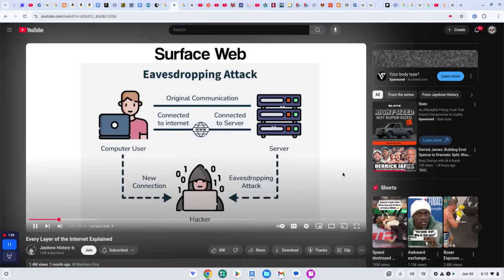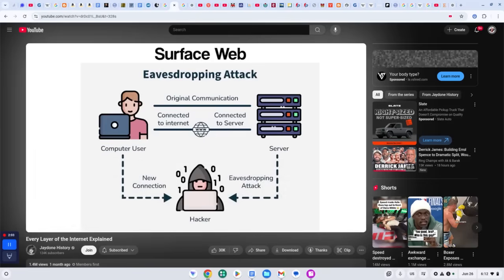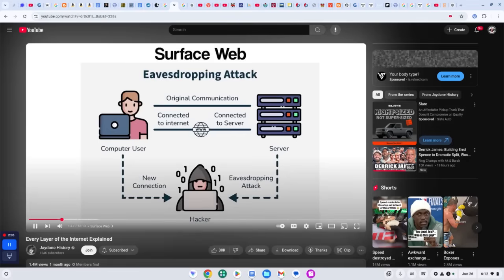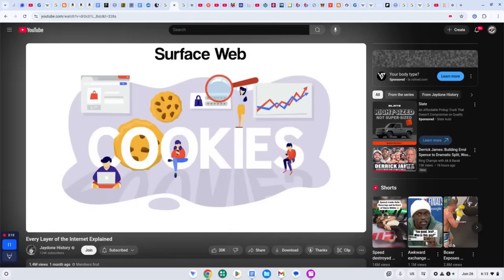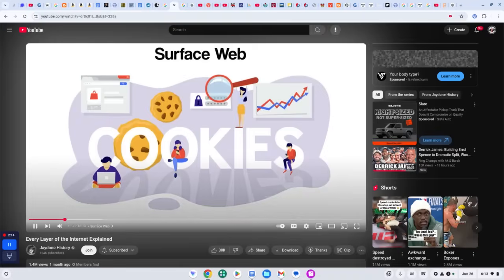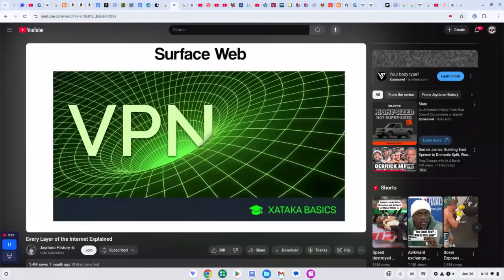Security and privacy are also important aspects of the surface web. Websites that use HTTPS encrypt data transferred between the user's browser and the server, providing a basic level of protection against eavesdropping and tampering. However, not all websites offer the same level of security, and users can be exposed to risks such as phishing, malware, and data tracking. Cookies and other tracking technologies are commonly used to collect user data for analytics and advertising purposes, raising concerns about online privacy. Web users are often encouraged to use browser extensions, VPNs, and private browsing modes to help safeguard their information while navigating the surface web.